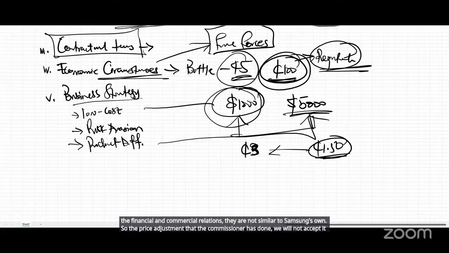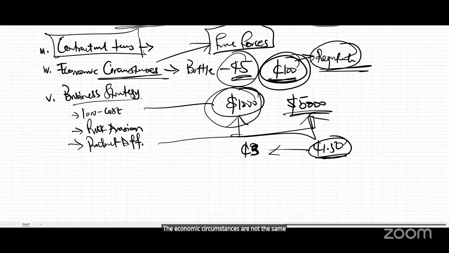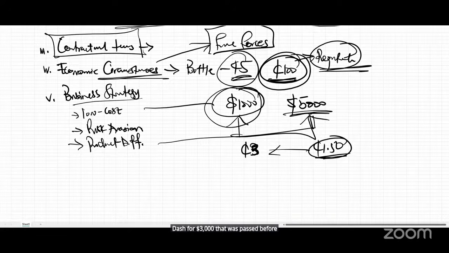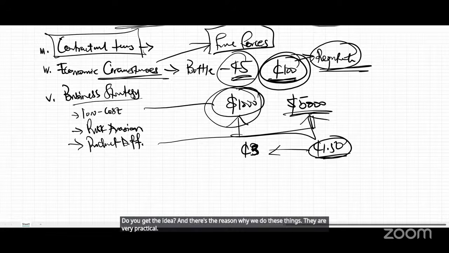And they will look at it critically and say, yes, it makes sense, because your business strategies are not the same, your economic circumstances are not the same, your contractual terms are not the same, your functional analysis is similar. I get it, your characteristics are similar, but the other ones are not the same. So we can make reasonably accurate adjustments to make them look similar, right? Then he'll give you a favorable price like 2,000. So that extra 3,000 that was passed before, they can reject it for you. Do you get the idea? And this is the reason why we do these things. They are very practical.